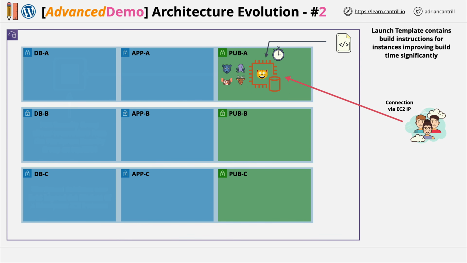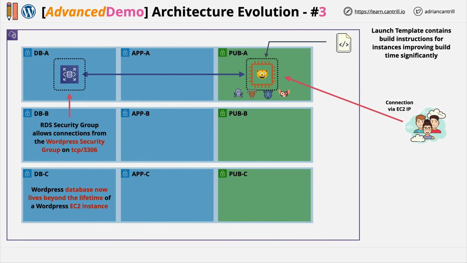With that being said though, that is everything that you needed to do in stage 2 of this demo series. So in this stage, you've automated the build of the WordPress instance using a launch template. Now in stage 3, you're going to migrate the data from the local database on EC2 into RDS, and this will move the data out of the lifecycle of the EC2 instance, and this makes it easier to scale.